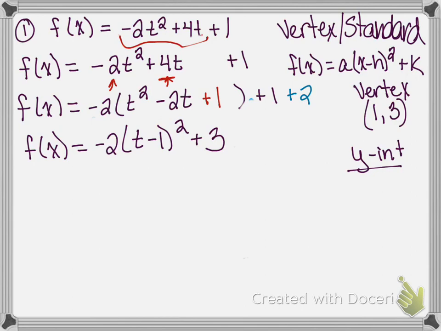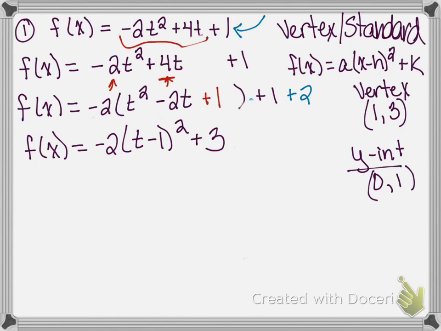My y-intercept, go all the way to my original problem. It's 1. Okay? So I just cover up anything that's got a variable in it, and that's my y-intercept. So my y-intercept is right here. That's my y-intercept right there. Okay, so I can write that as 0, 1. Okay, so I've identified my vertex. I've identified my y-intercept.